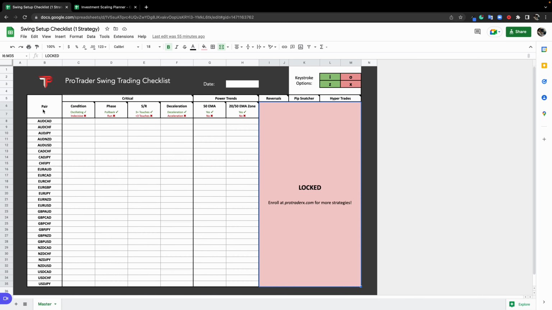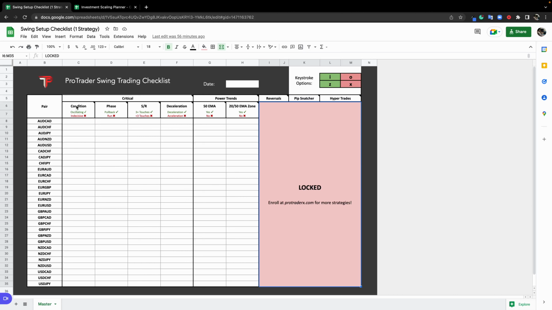So this here is, and this is specific to currencies. Now, there are 4 critical criteria required, right? Regardless of if you're taking the reversals or power trends or whatever strategy you're taking, there are 4 critical criteria. These are a must for every strategy that you take. And then there are 2 strategy-based criteria, right? Likewise for the pip snatcher, hyper trade, reversals, these different trades, they've got strategy-specific criteria. Right, so 4 critical and 2 strategy specific.